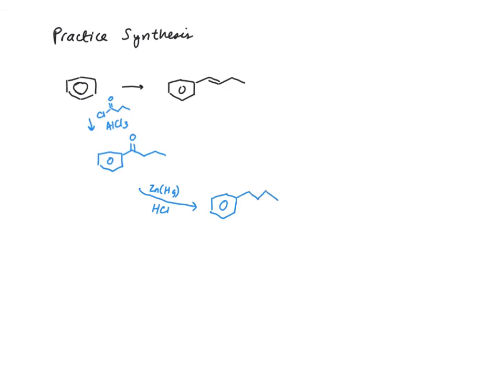our butyl group. But now how do we install an alkene? Well, to install an alkene, we need to be able to do an elimination reaction. And to do an elimination reaction, we need to be able to do an E2 with a strong, bulky base. So what we want to do is install a bromine atom at that benzylic position, like so. And to do that, we can use NBS or bromine and light.